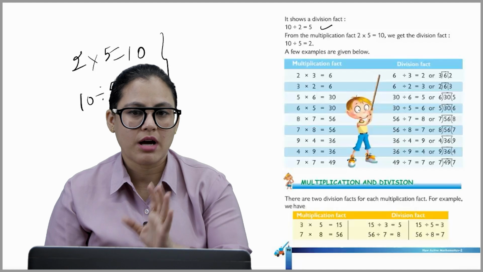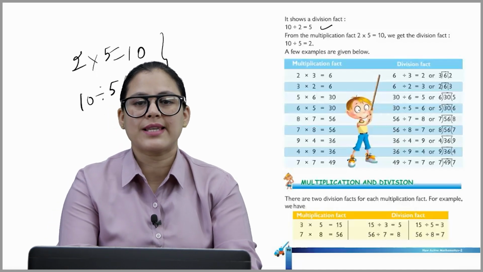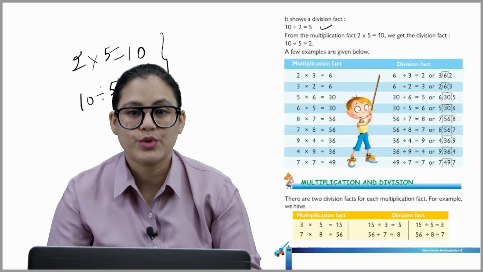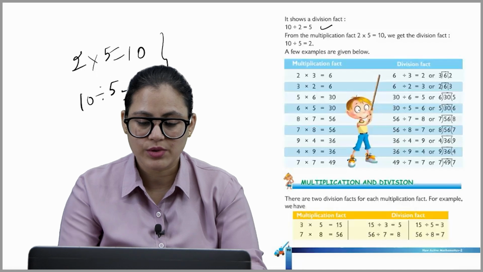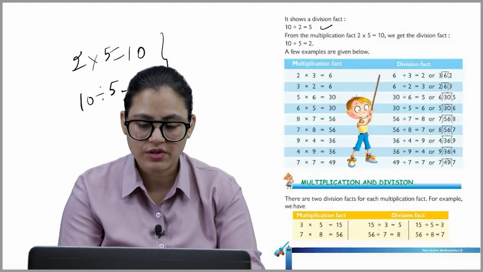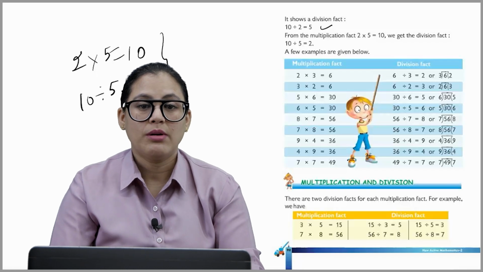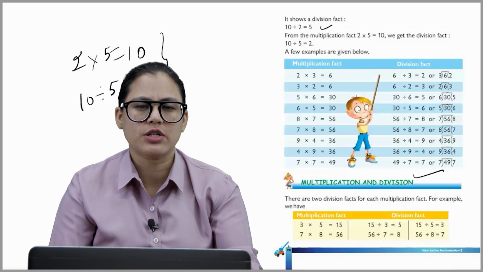A few examples are given below. Multiplication fact 2 into 3 is equal to 6, and the division fact is 6 divided by 3 is equal to 2. And 3 into 2 is equal to 6, 6 divided by 2 is equal to 3. So, these are the multiplication facts and the division facts of these multiplication facts, right? Now, there are 2 division facts for each multiplication fact.